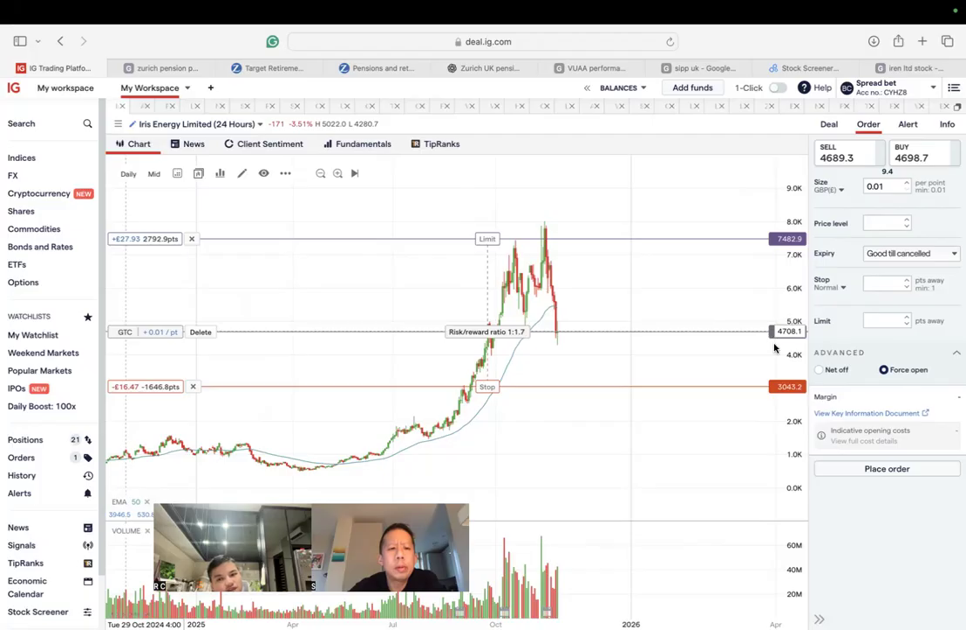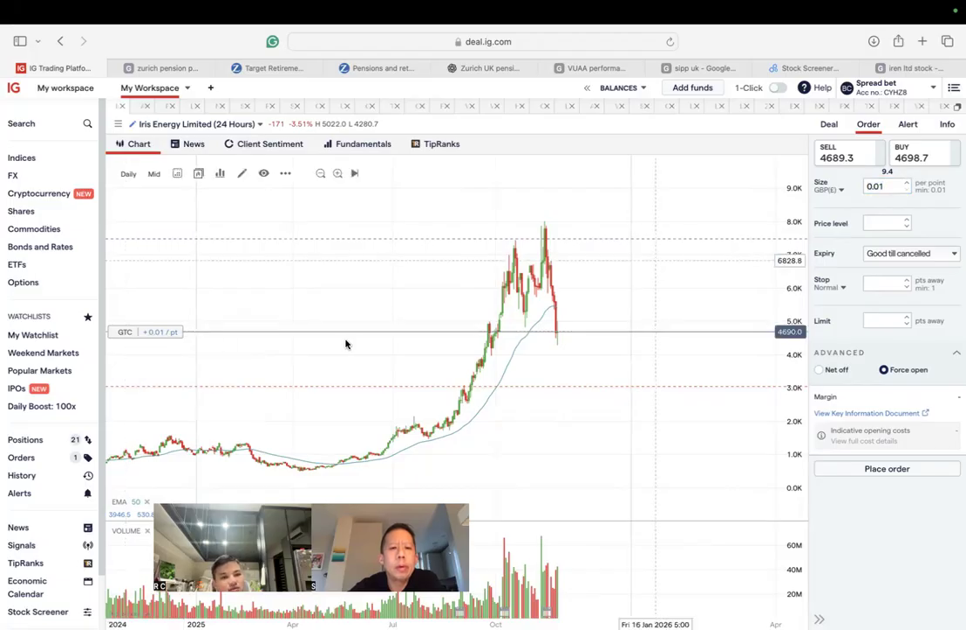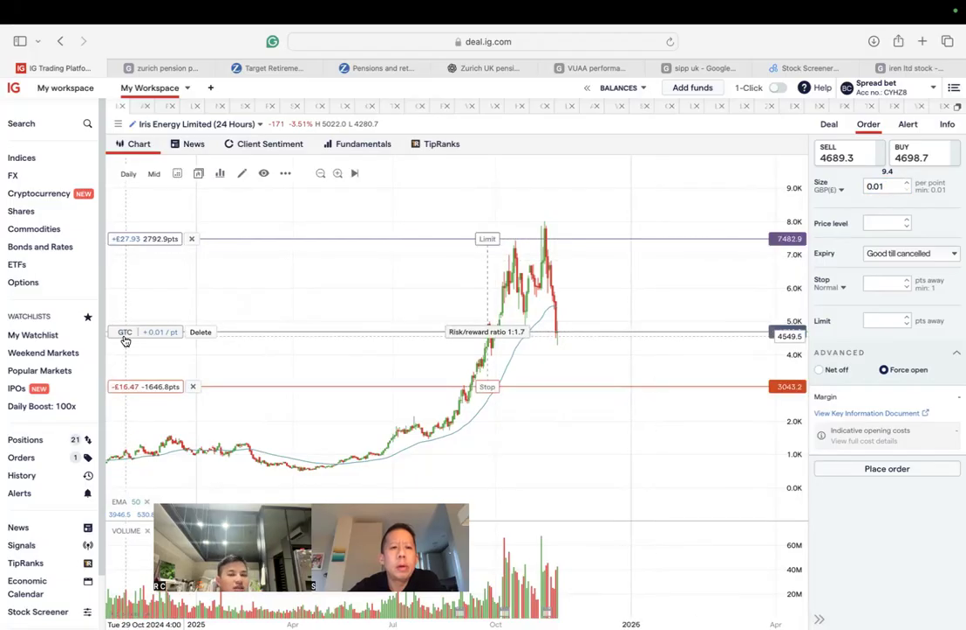Each point as it moves, now it's 4 7. If it moves to 3, I use 4 7 minus 3,000, which is 1,600. 1,600 times 0.01. The size here is how many pounds per point. This has nothing to do with shares. This is just how they calculate it. So you just have to memorize it. That's how the calculation comes.